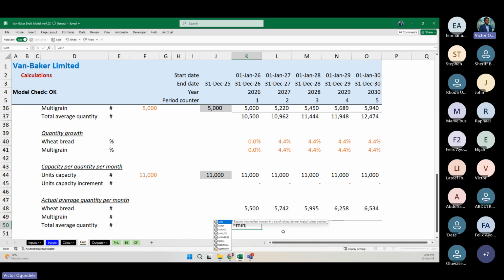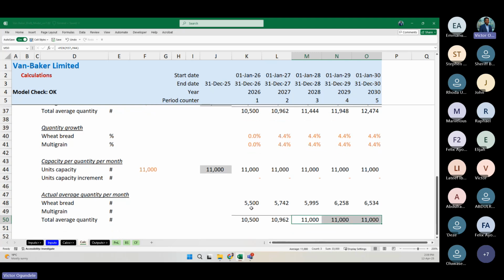So equal to, my total will be minimum of what? My total average quantity, comma, and my unit capacity. Close the brackets and drag that across. And you can see from year 3 to year 5, because we are projecting that they might be producing more than that, my multi-grain will now be what? The difference between my total average quantity and my white bread forecast. And look at this, this will give us exactly what we need.